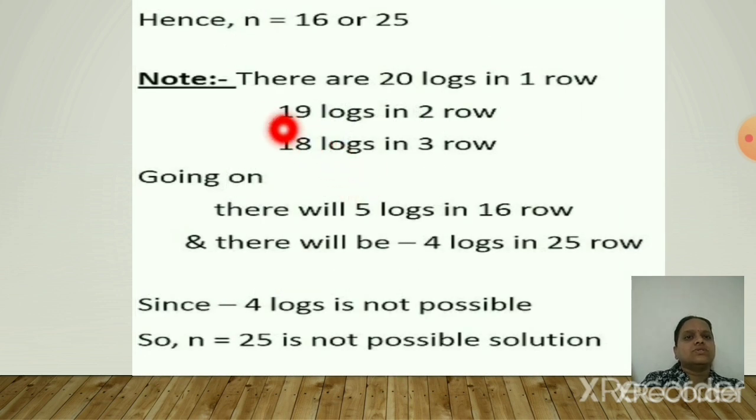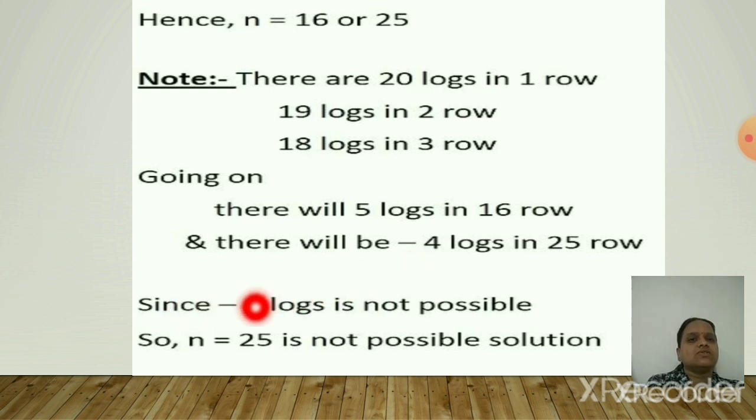Here just see the note, which is very important. There are 20 logs in the first row, 19 in the second, 18 in the third. If you go on, you will get 5 logs in the 16th row. Means in the 16th row you will get how many logs? 5. But if you see the 25th row, if n is 25, in that case you will get the number of logs as minus 4. Minus 4 logs is not possible.